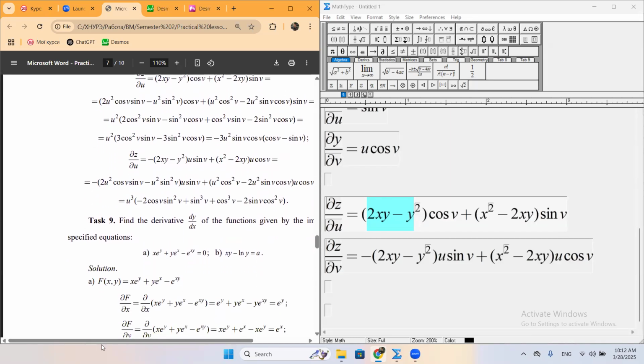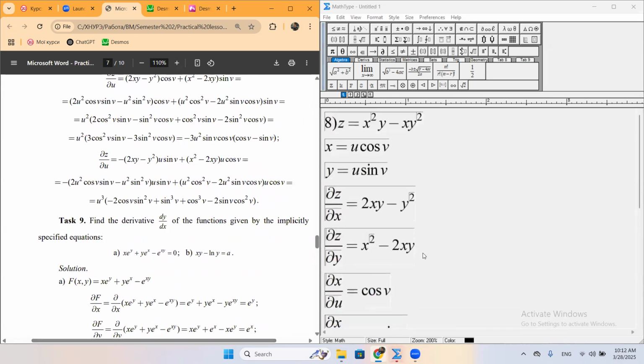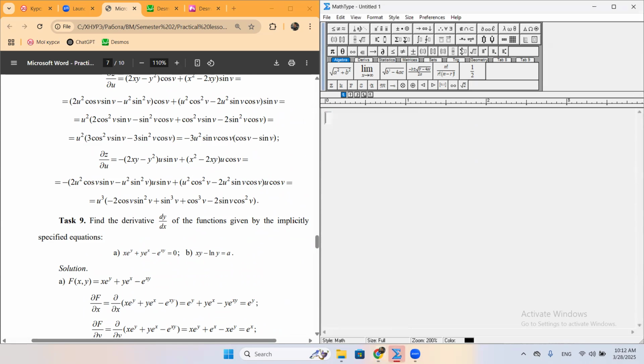And now let's move next to task number 9, or maybe you have some questions. No questions. Okay, if no questions, let's move to exercise 9a. We have the following function: a function of one variable y that depends on x.